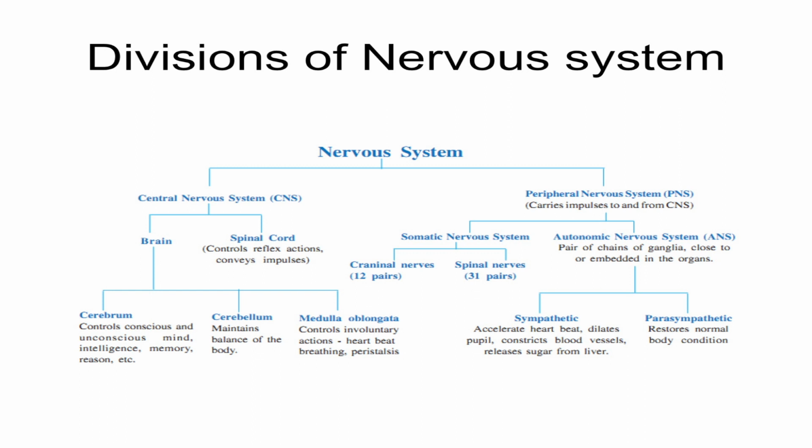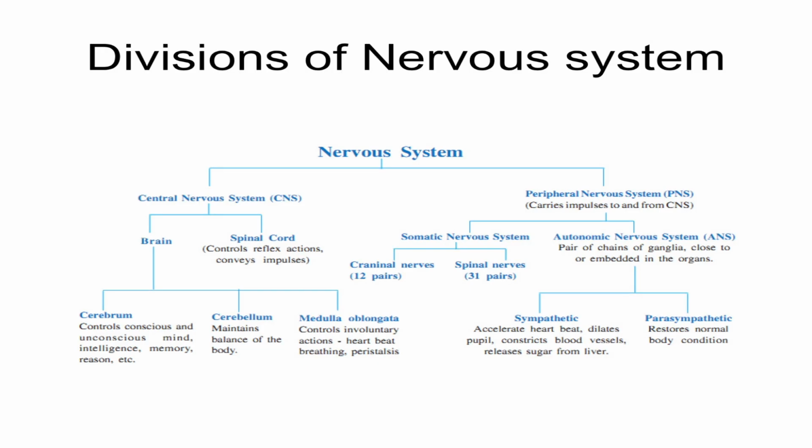The properties include: it senses changes in the body and the environment, it interprets the changes, and it helps in the coordination of various movements in the body. Coming to the divisions, the nervous system can be divided into three parts: central nervous system, peripheral nervous system, and autonomic nervous system. The central nervous system comprises the brain and spinal cord. The autonomic nervous system consists of sympathetic and parasympathetic nerves. The peripheral nervous system consists of cranial nerves and spinal nerves.